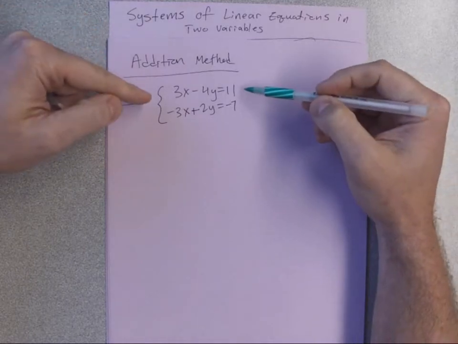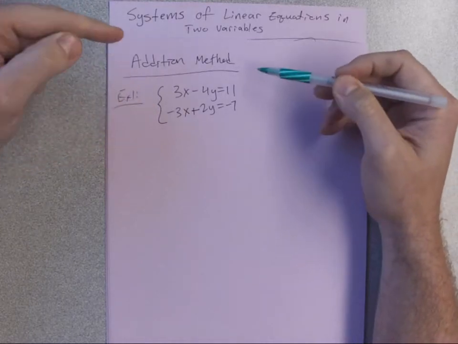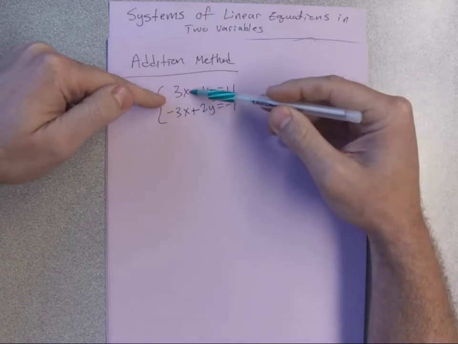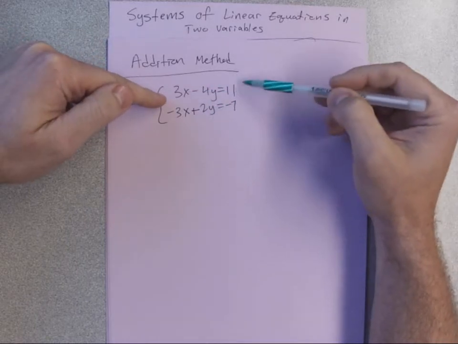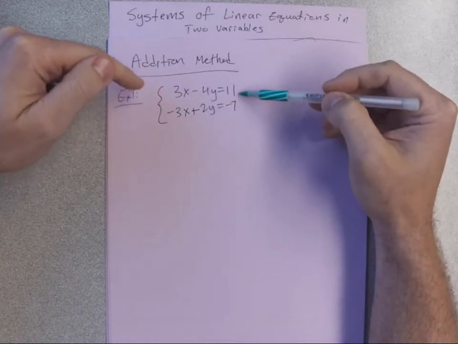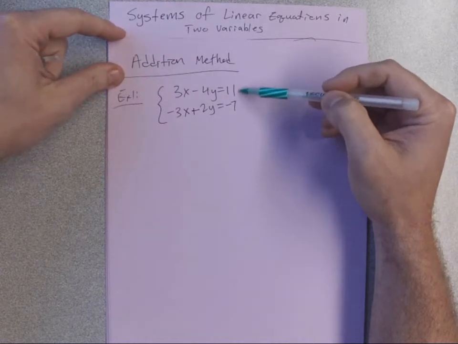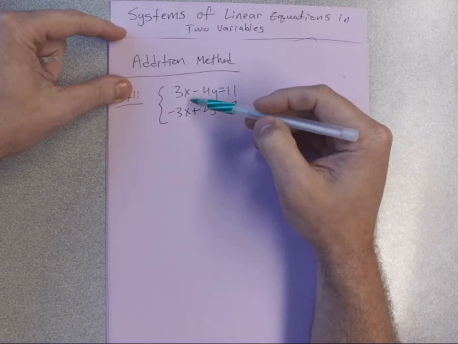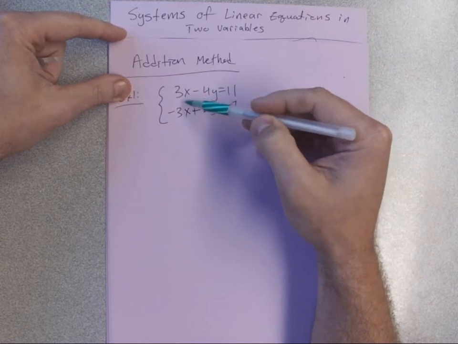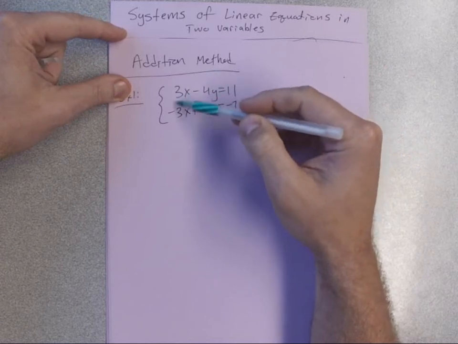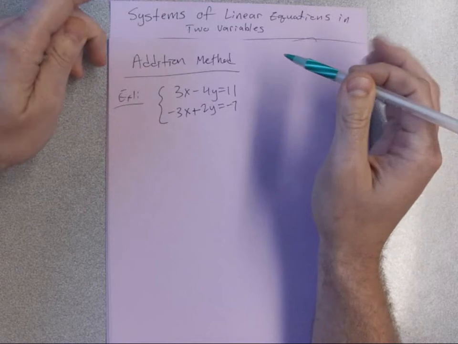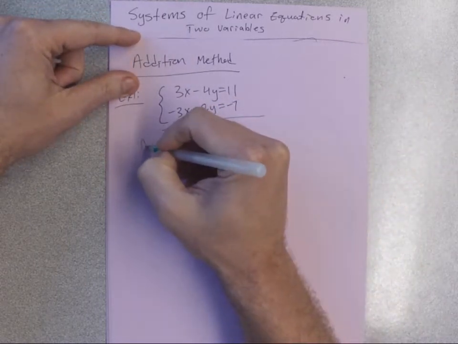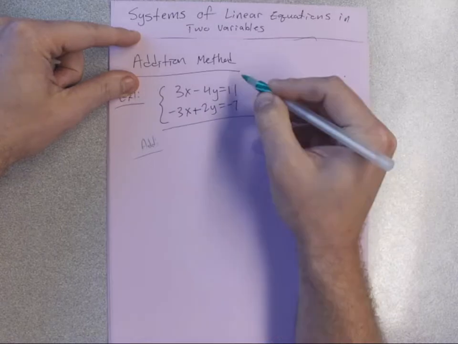But first, when you do the addition method, you want to make sure that your x's are lined up, your y's are lined up, and the only things on the right side of the equal sign are the constants, or the answers. Here we have a 3x and a minus 3x, so those are already going to cancel out, and we don't need any extra steps. All we have to do is add straight down.